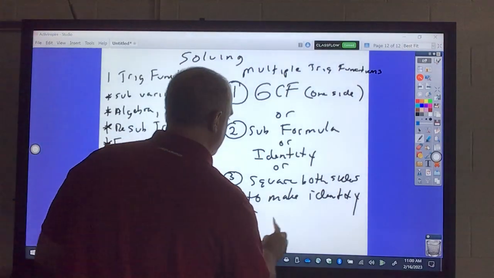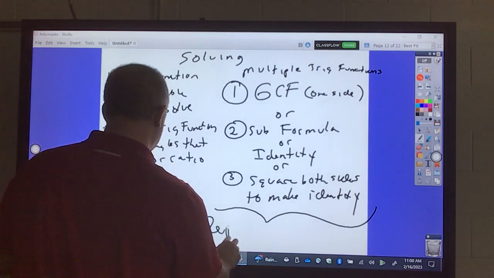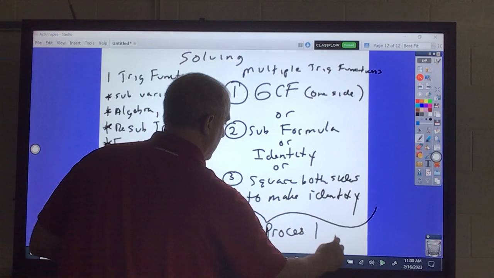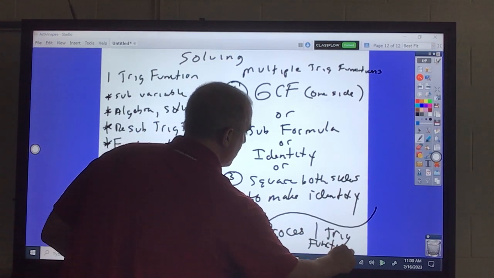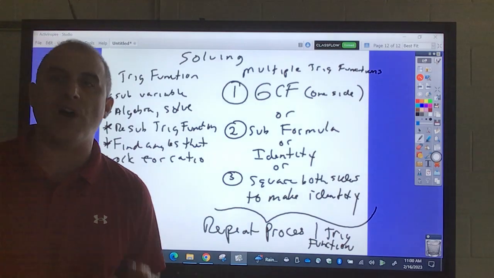Now, once you've done all of these, you want to repeat the process for the one trig function. So as you go through your formative and your summative, make sure that you are following this process, because this will help you be successful.